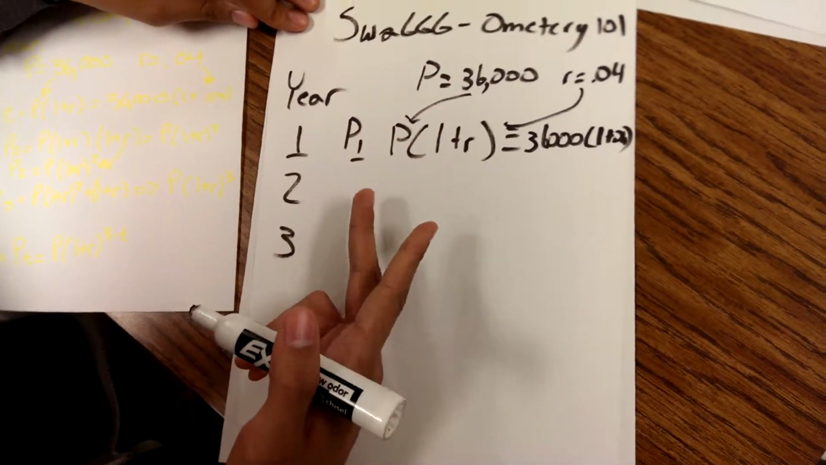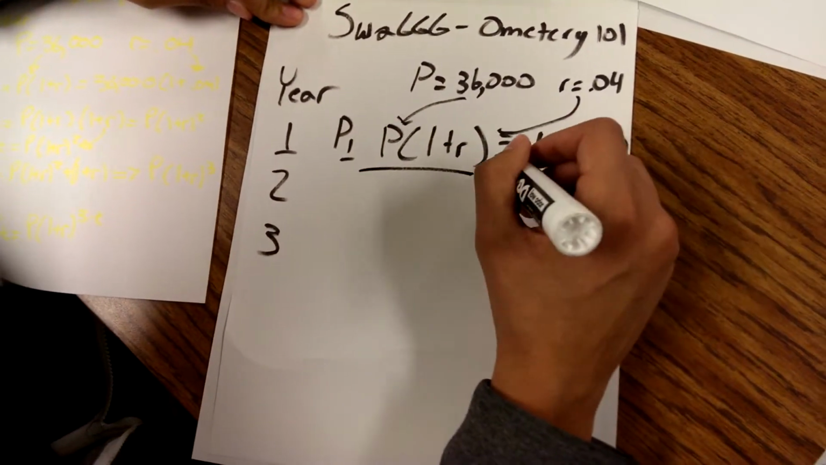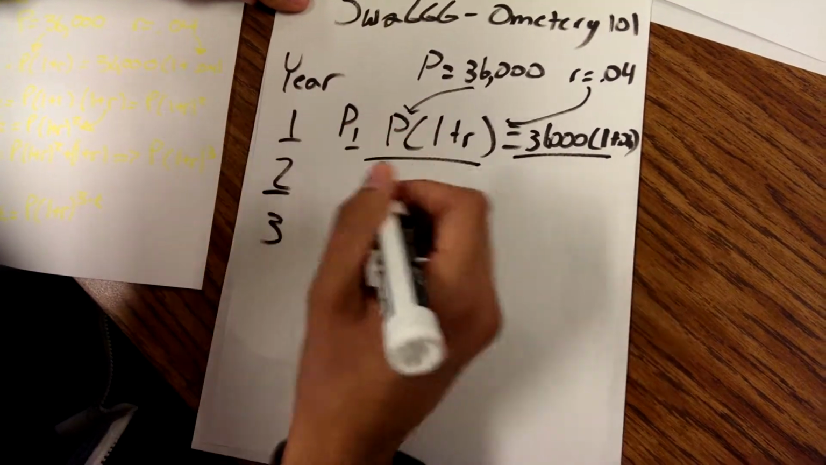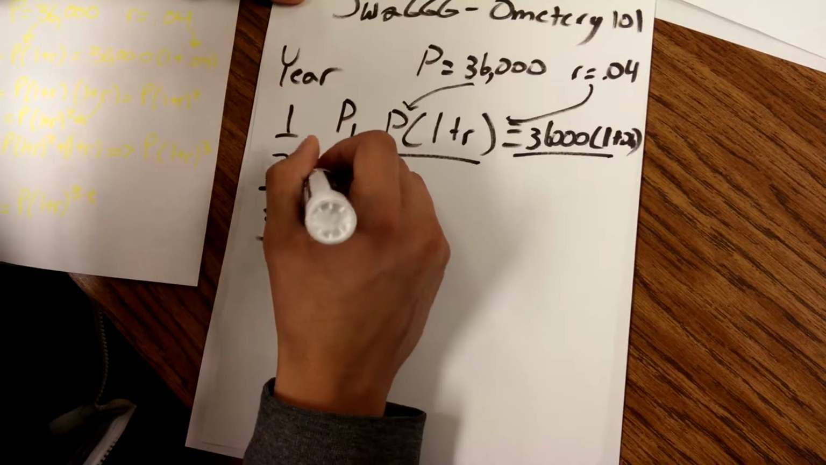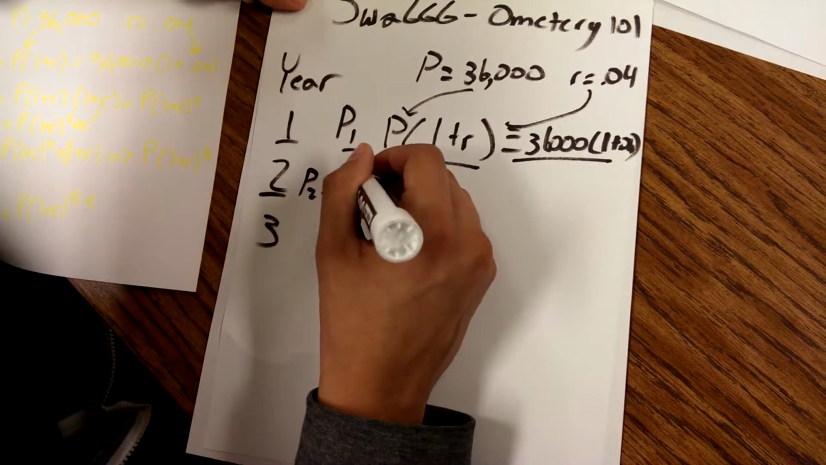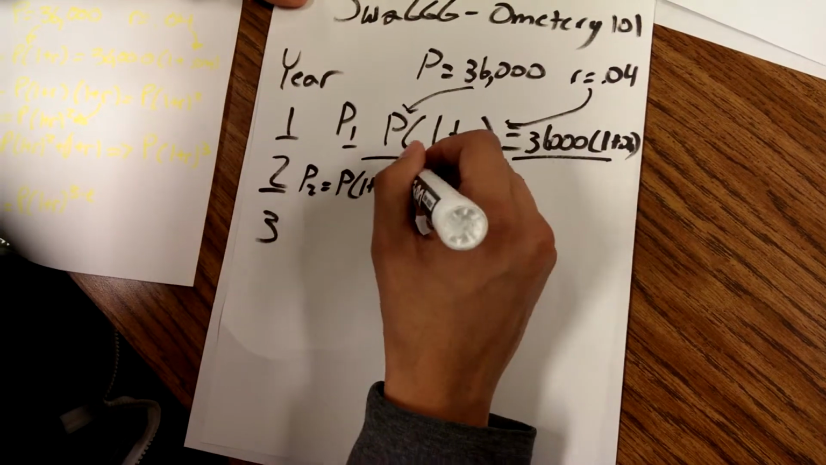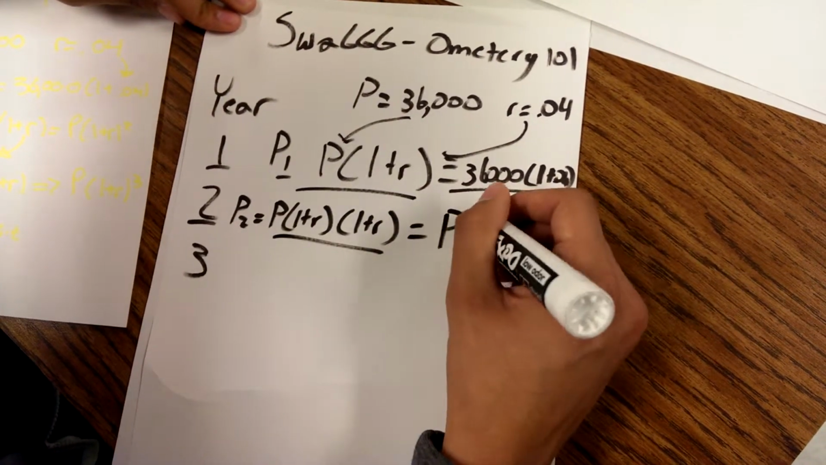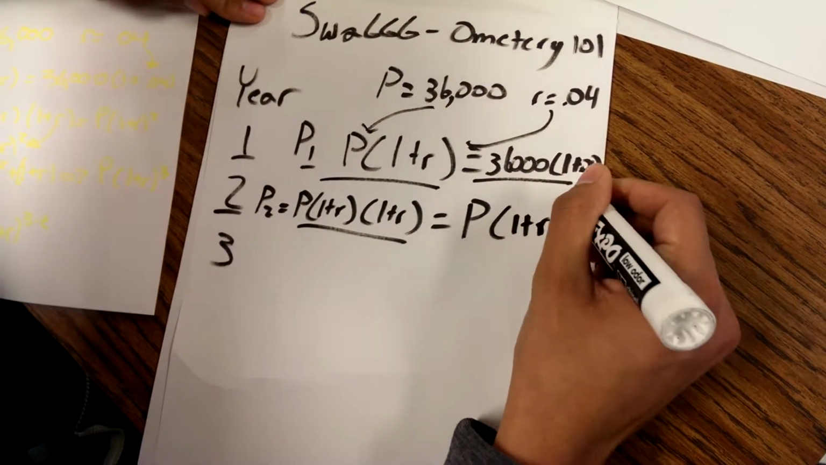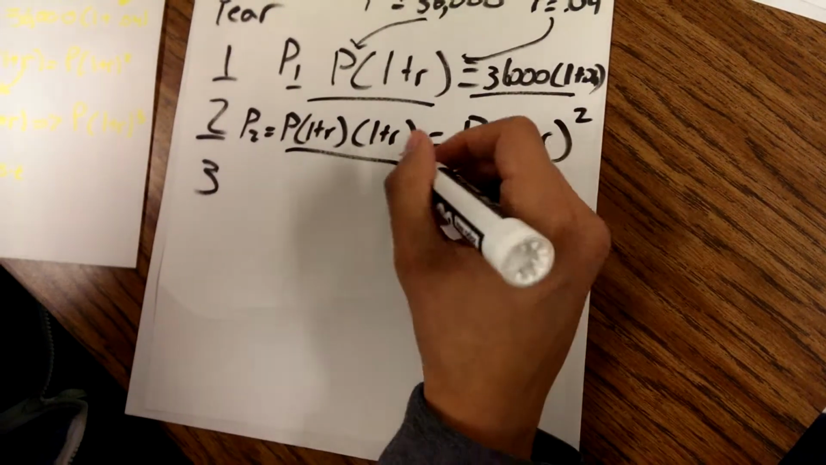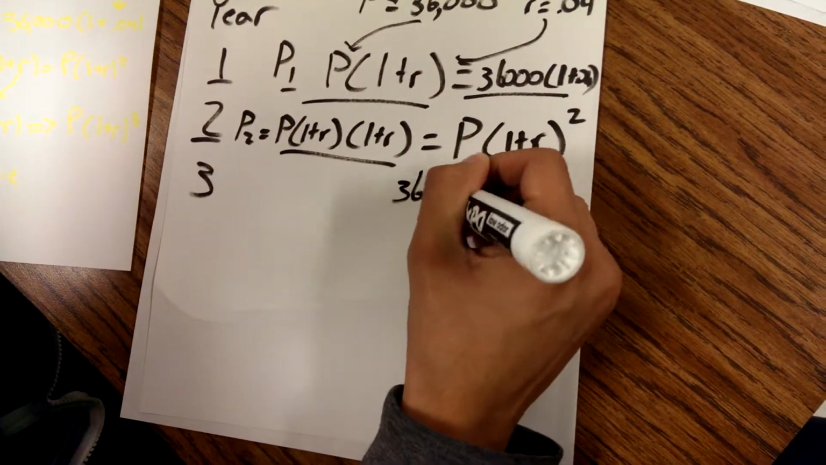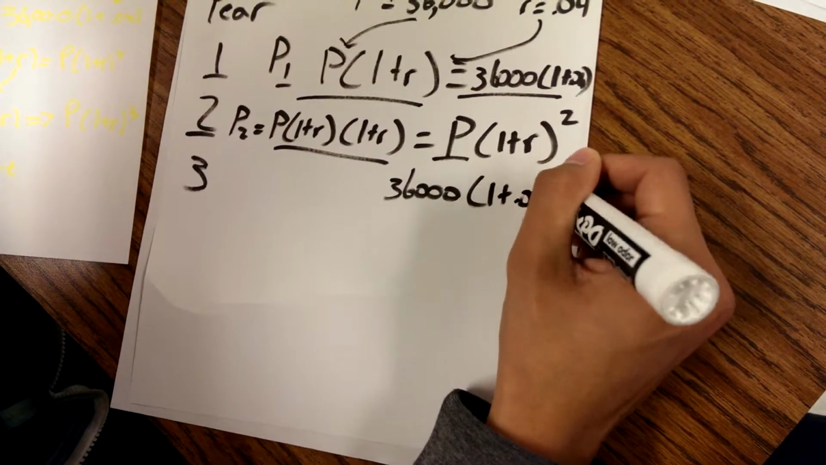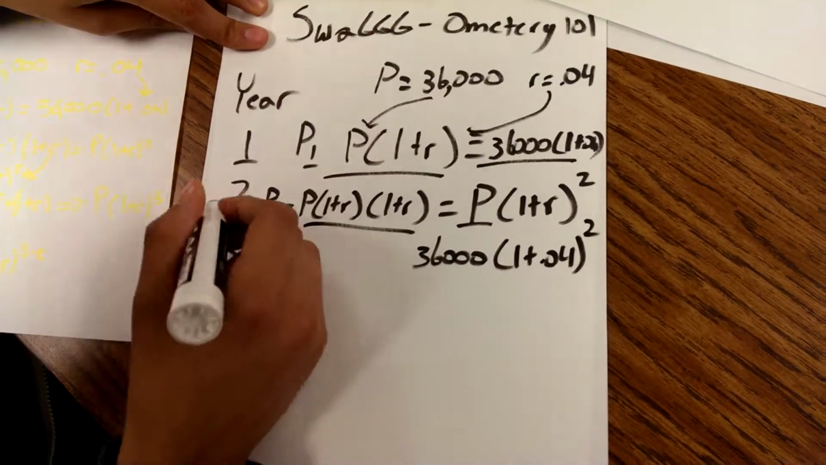For 2 years, we're going to take this and square it. So basically, P2 equals P times 1 plus R, and then again times 1 plus R, which is easily written as P times 1 plus R squared. So our example would look like 36,000, which is our P, times 1 plus our rate, 0.04, squared, because we have 2 years.